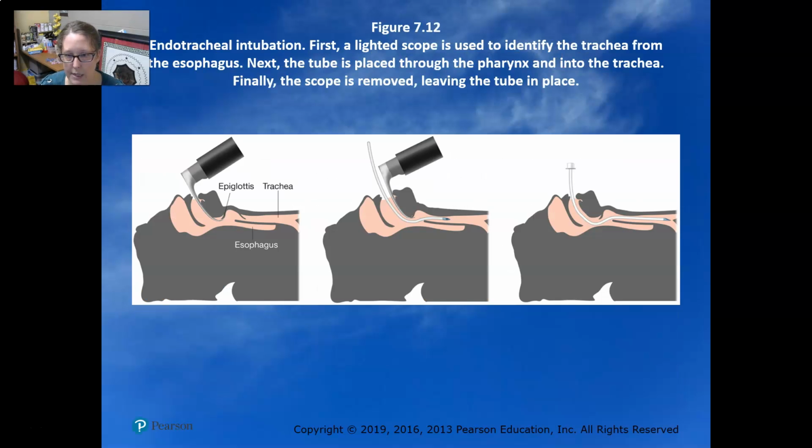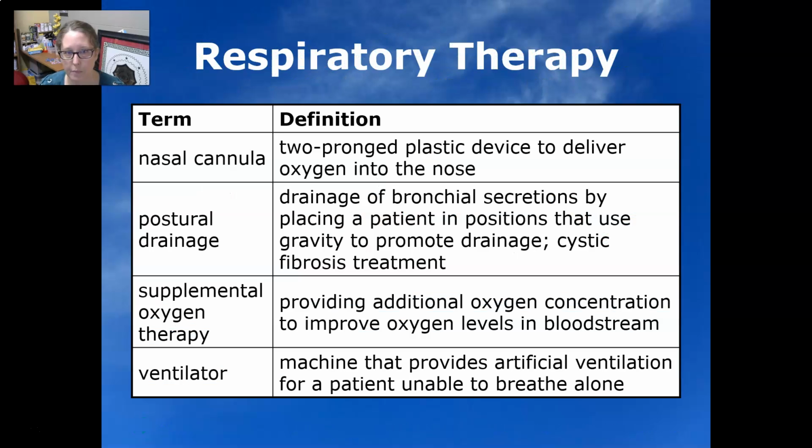So here's an example of what an endotracheal intubation looks like. So we go through the mouth. We've got to get past the epiglottis and into the trachea to place the tube. You don't want the tube to go down in the esophagus, and then you can try to get it down here to where the trachea divides into the bronchi.